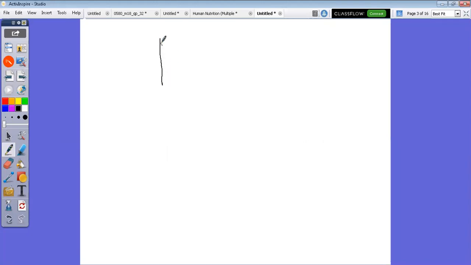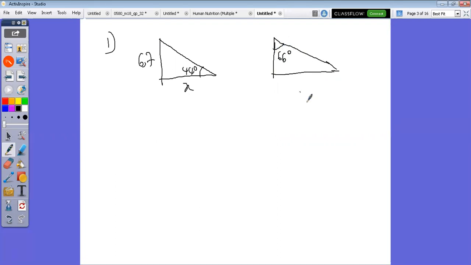So let's look at some questions or some applications of this. Let's say this is 44 degrees. And this side here is 6.7. And I'm asked to find x. And let's say we have another triangle. You can draw those triangles in your revision notes. This time we have this angle, 66 degrees, and we're given the longest side as 17.2 centimeters. And I'm being asked to calculate x.